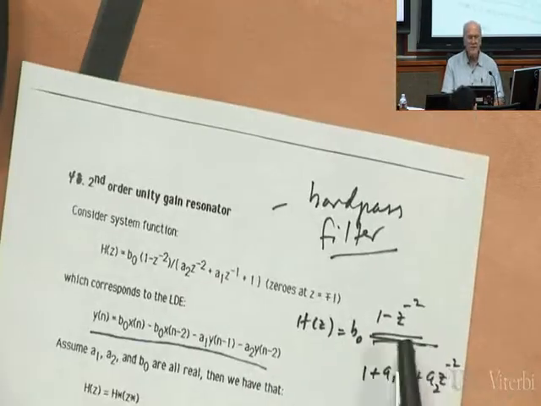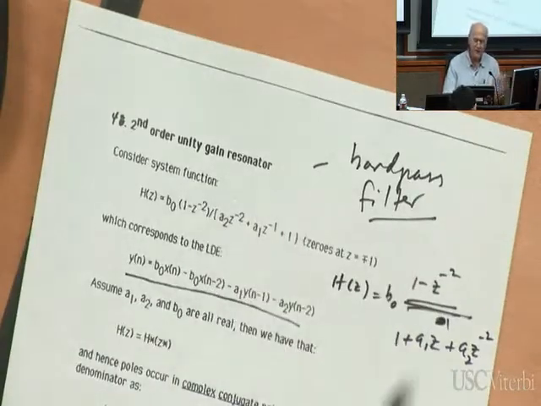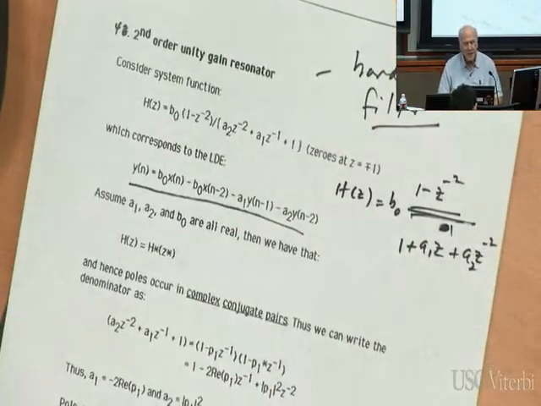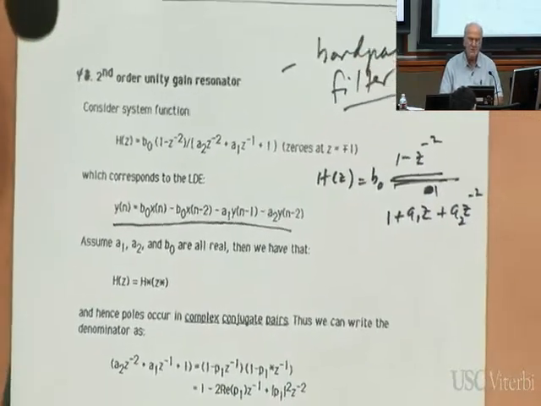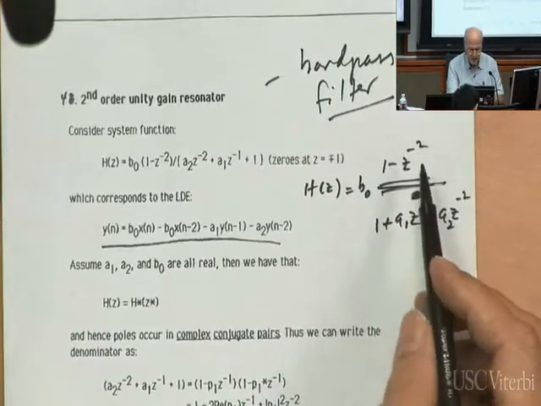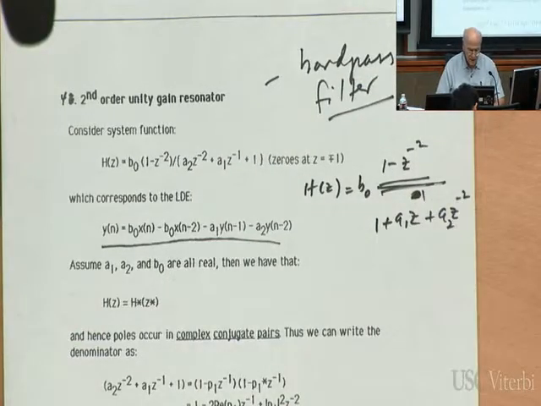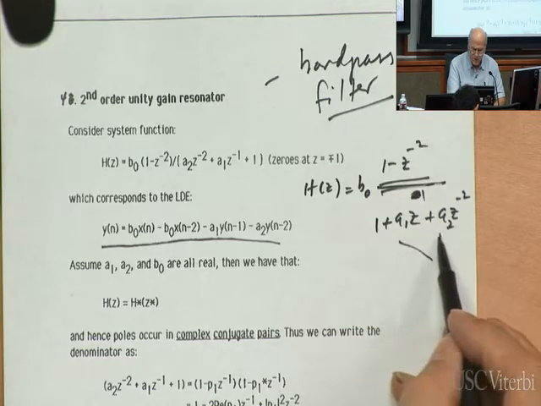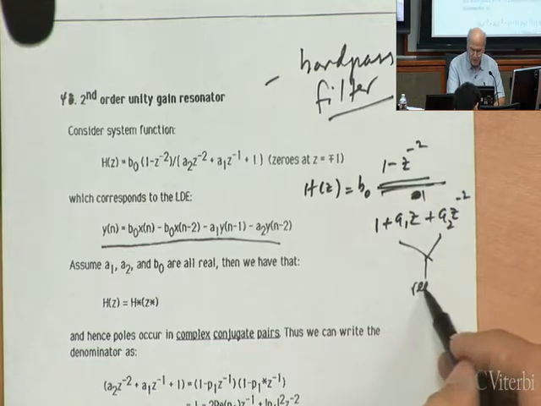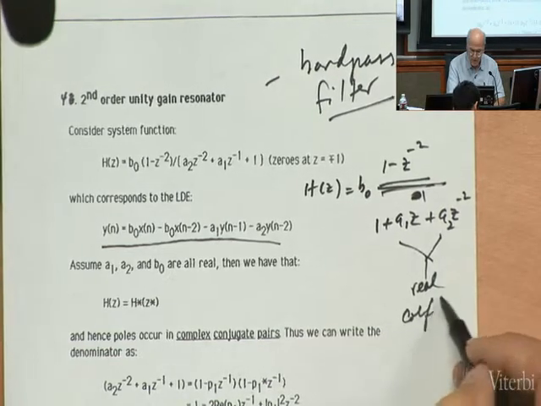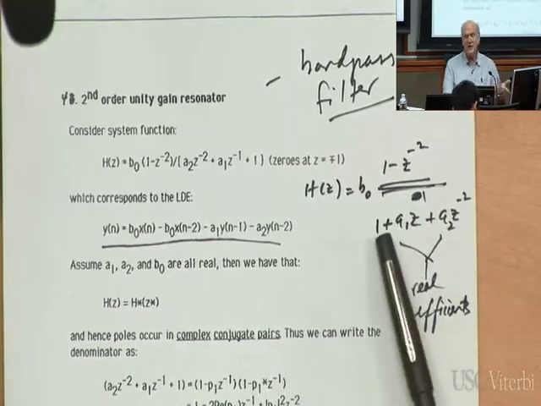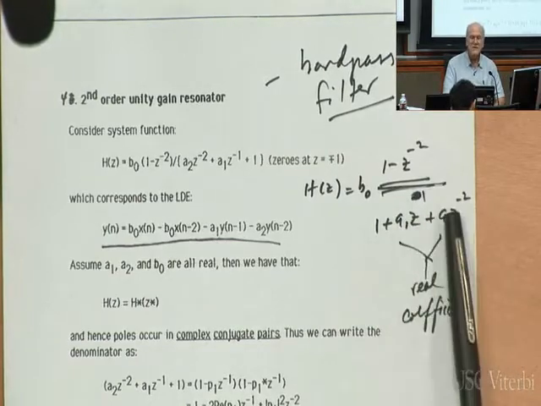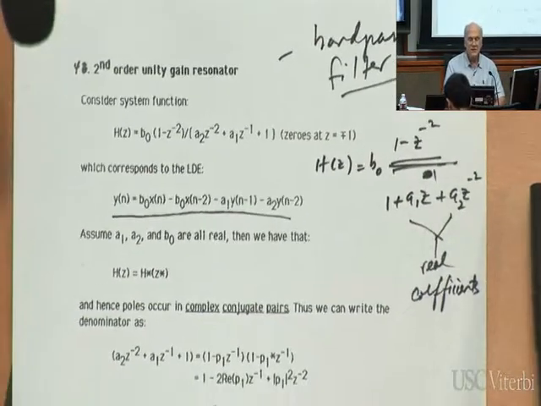The numerator is 1 minus z to the minus 2, over that denominator. So now this has poles and zeros. It has zeros at plus or minus 1. And it has poles. We assume that a1, a2, all of these are real coefficients. Which means that if we were to apply the quadratic formula, you would find that the poles occur in complex conjugate pairs.